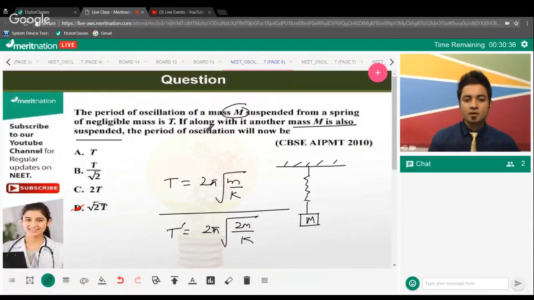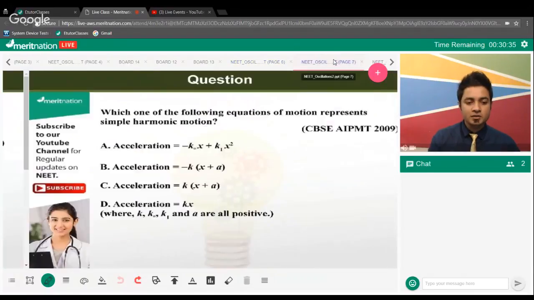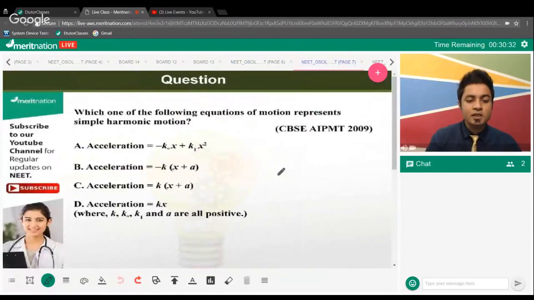Okay, so let me take another question here. Which of the following equations of motion represents simple harmonic motion? This time you guys have to answer it. I have already told you how it would be, how you have to do it. So can you just do it? I'm just waiting for your response, guys.